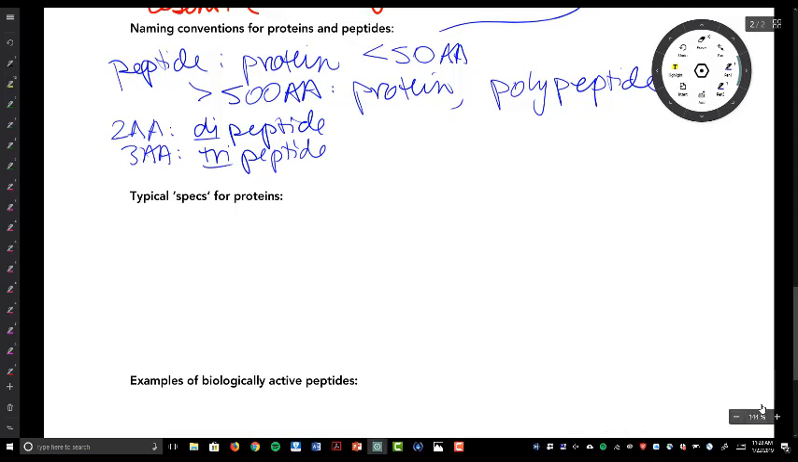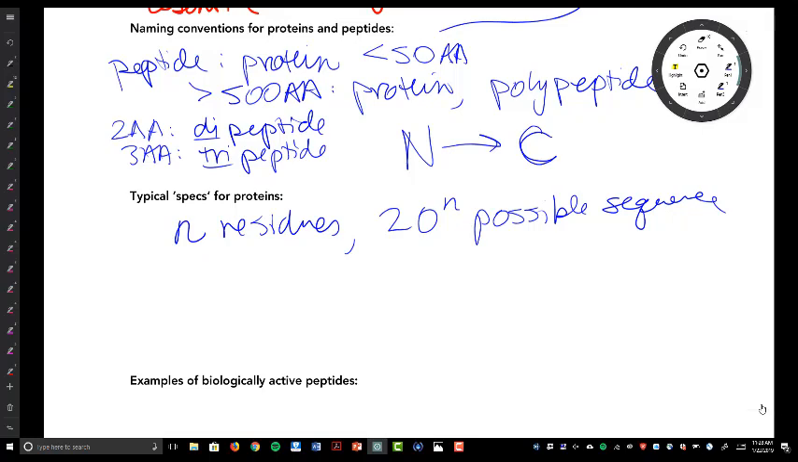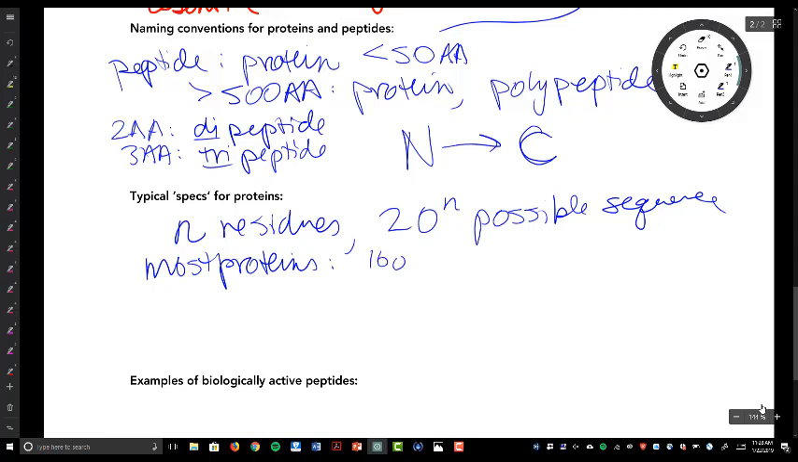And this is just another reminder that the convention for writing a peptide sequence or protein sequence is going from N to C. Now, most proteins, if you have a protein of N residues, you have 20 to the N possible sequences. So randomly speaking, there's a whole different range of sequences that can be occupied. Most proteins typically are anywhere from 100 to 1,000 amino acids.